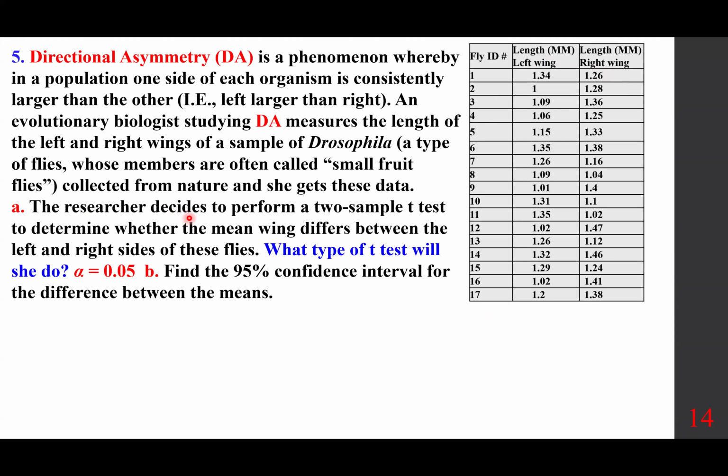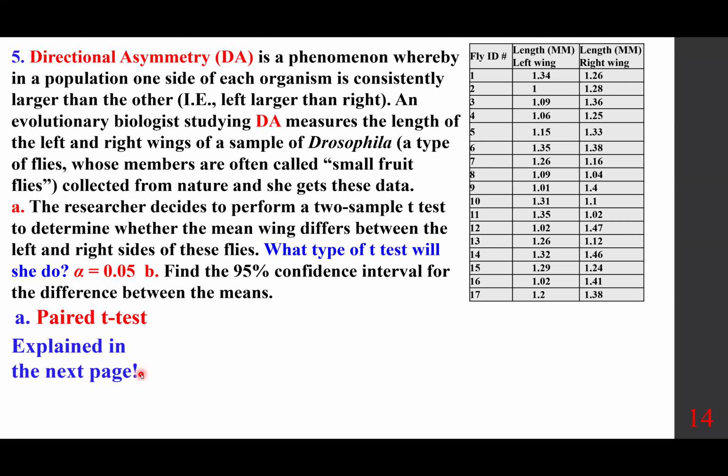The researcher decides to perform a two-sample t-test to determine whether the mean wing length differs between the left and right side of these flies. What type of t-test will she do? Alpha is 0.05. And part B: find the 95% confidence interval for the difference between the means. Of course, we are going to use the paired t-test, and we're going to go over that on the next page.